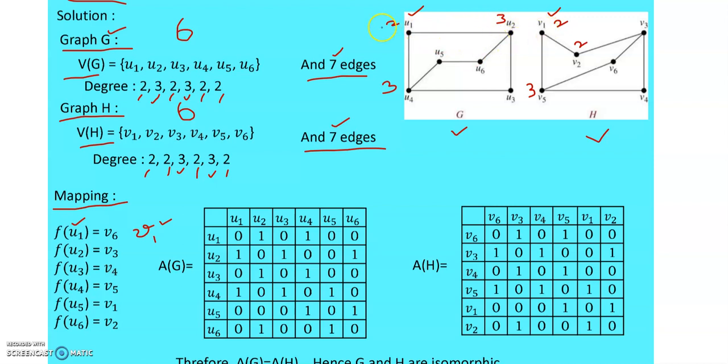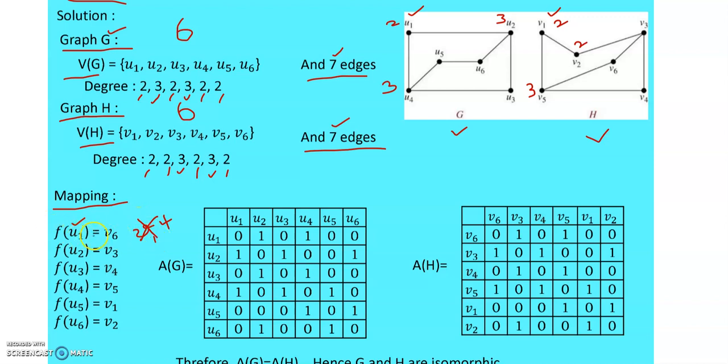No, because here for u1, two adjacent vertices having the degrees 3 and 3, but here for v1 the adjacent vertices having the degree 2 and 3, so you cannot map. That's why I have not tried with v1. So now check with v6.